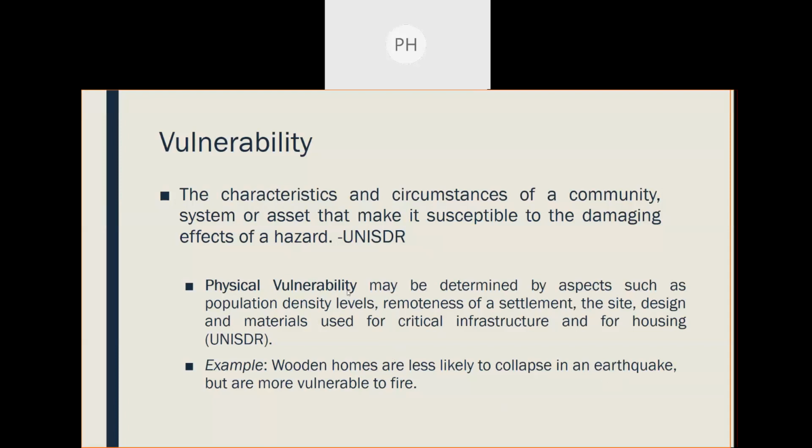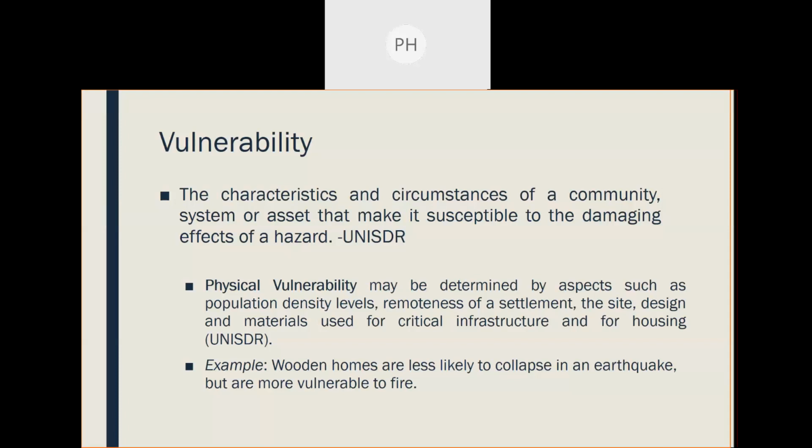So these are because of the physical properties. This is known as physical vulnerability, which may be determined by aspects such as population density. Okay, we can also discuss population density. If a flood comes in Dhaka city, obviously there would be a greater casualty. But if the same magnitude of flood comes somewhere in Australian cities where you don't have enough population, sometimes in one town you have only 2-3 people, so the degree of damage will definitely be less.